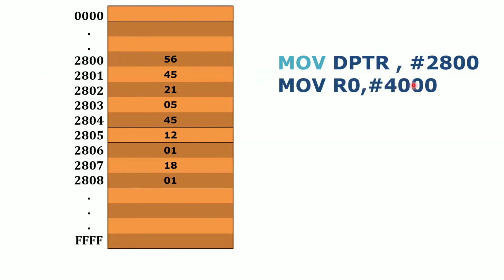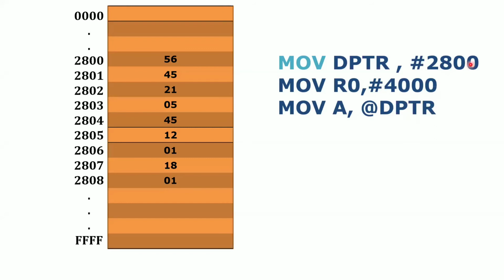What is the 4000 location? In the pen drive, the starting address where you want to store the movie is 4000, which is copied into R0. Right, now what I am doing is I will use MOV A, @DPTR. So what is this addressing mode? Indirect addressing mode. Whenever I say @, that means I am copying the value of the data present in this memory location.